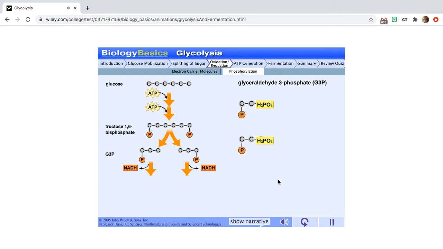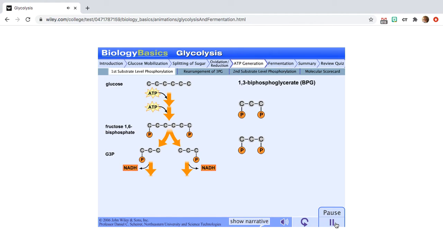That's right. Inorganic phosphate is utilized rather than a phosphate group from ATP. Inorganic phosphate is freely available in the cytoplasm. The new molecule now contains 2 phosphate groups and is called 1,3-bisphosphoglycerate.